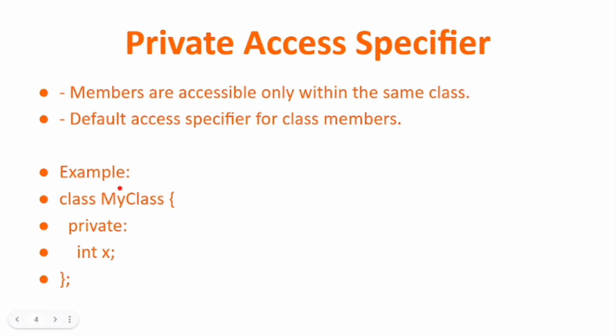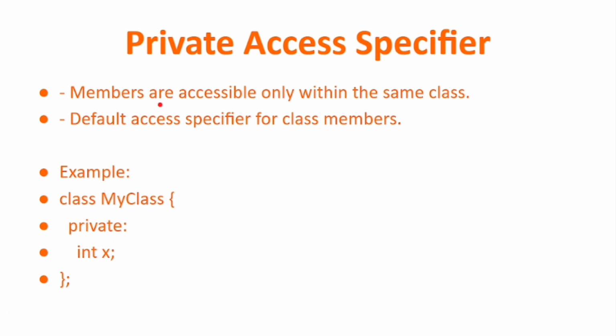So what is a private access specifier? When a member is private, it's hidden from the outside world. Only the class and its own functions can access it. It cannot be accessed outside the class. It cannot be accessed through the main function. It can only be accessed within the class in which it has been declared.